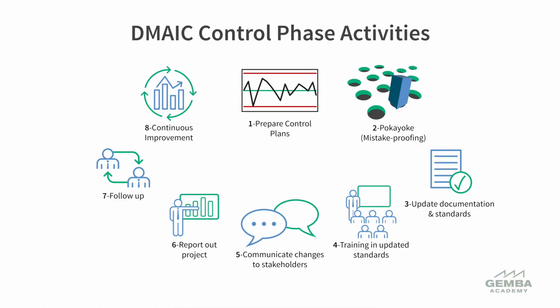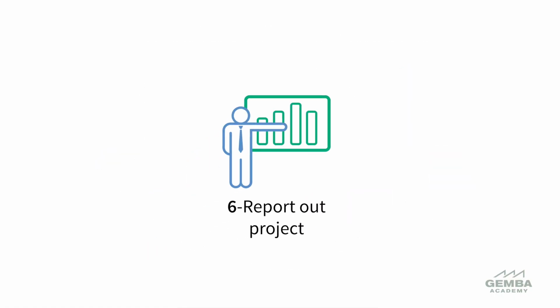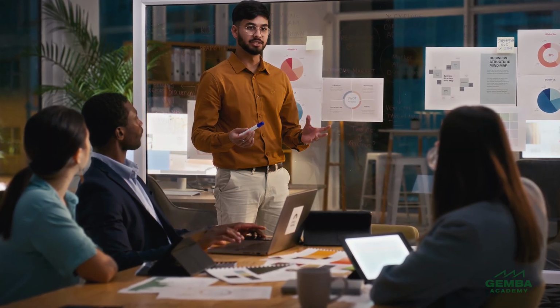Most organizations require some sort of project report out to the project sponsor and senior executives. This is the sixth activity in the control phase. This typically covers what the problem was, what the project team did to address it, the result, and the next steps for keeping the process in control.